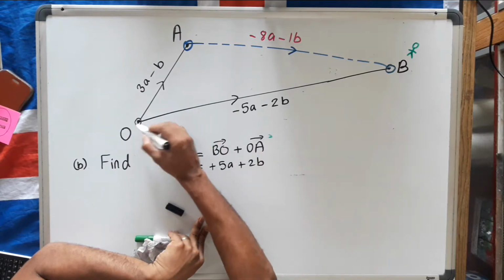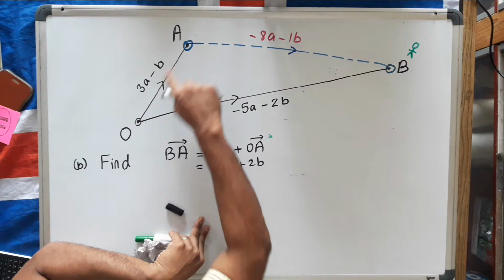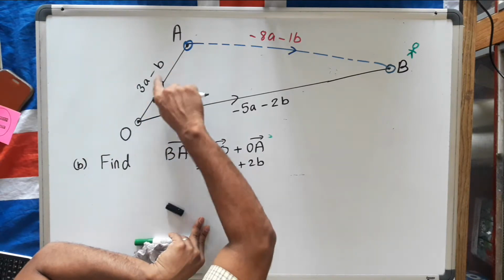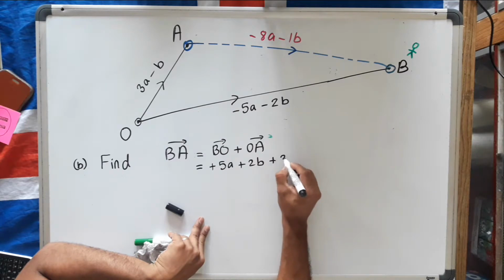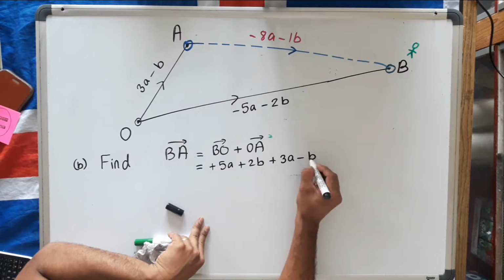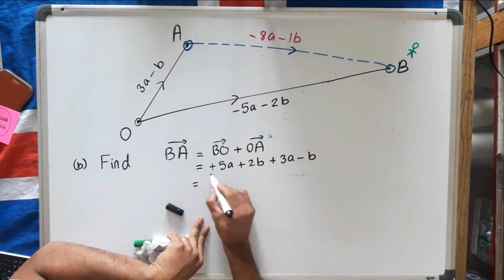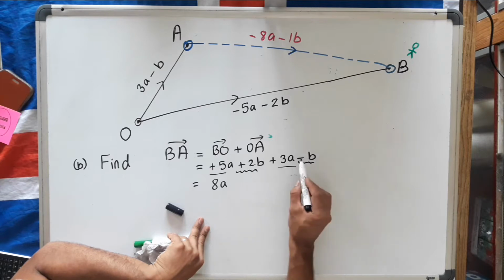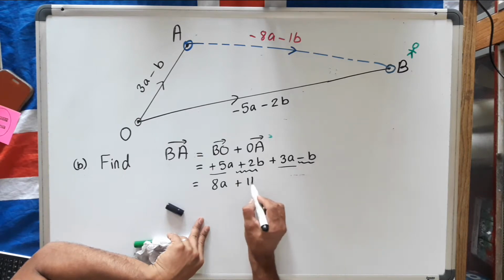And once we reach O, we are going to walk from O to A. Notice we are going with the arrow. So we do not need to change the signs. Positive 3A and minus 1B. If we add up all the A's, we will get positive 8A. And if we add up all the B's, 2B minus 1B is positive 1B.